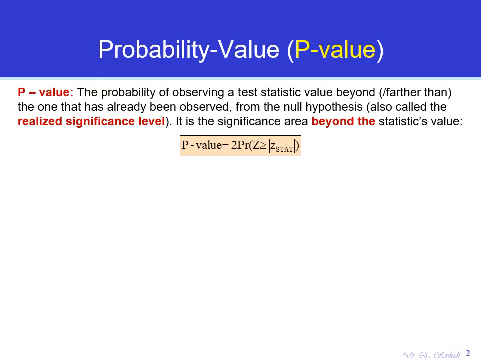P-value would be 2 times the probability that the test statistic, the random variable z, would take a value beyond the current value that we have, the absolute value of z stat, which is the current value of the test statistic.